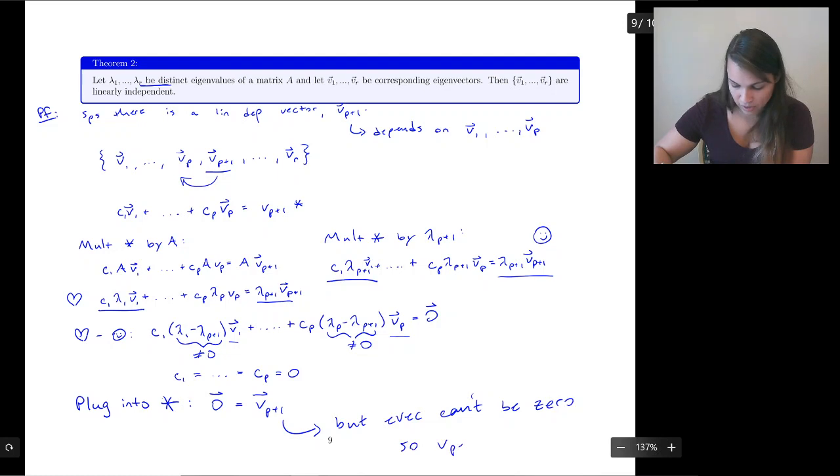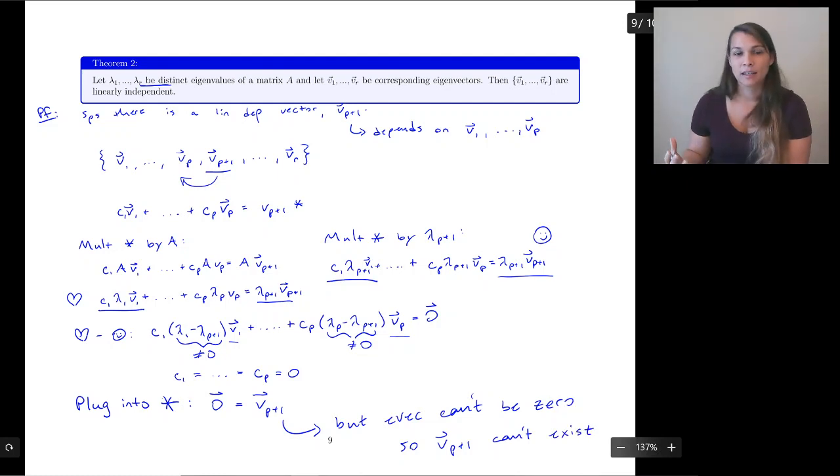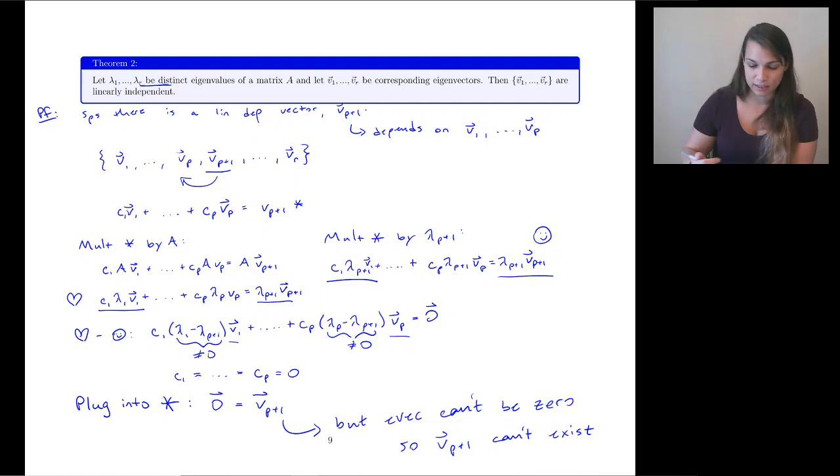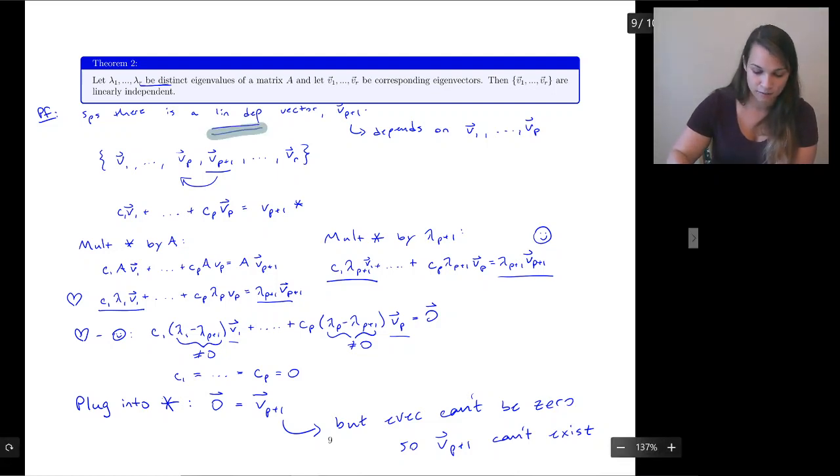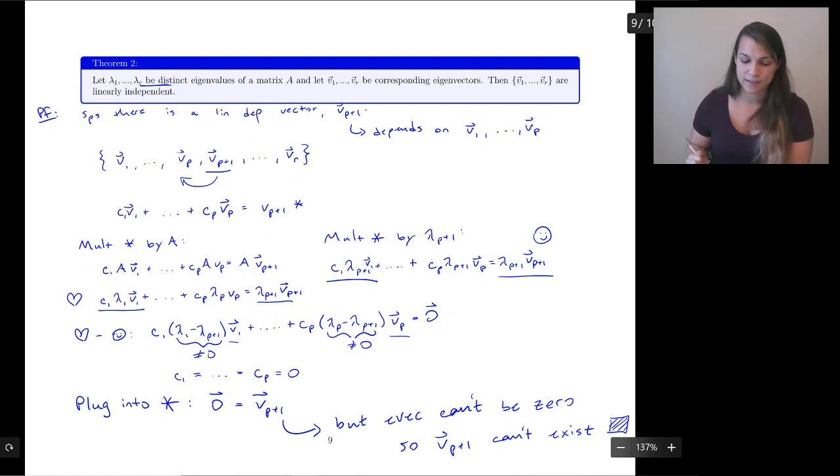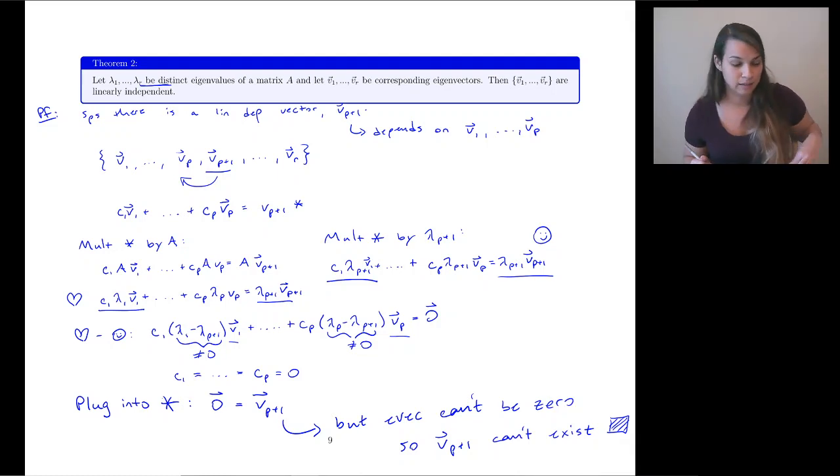So VP plus 1 can't exist. And by that, I mean there is no linearly dependent vector VP plus 1. So if there is no linearly dependent vector, that means they're all linearly independent.